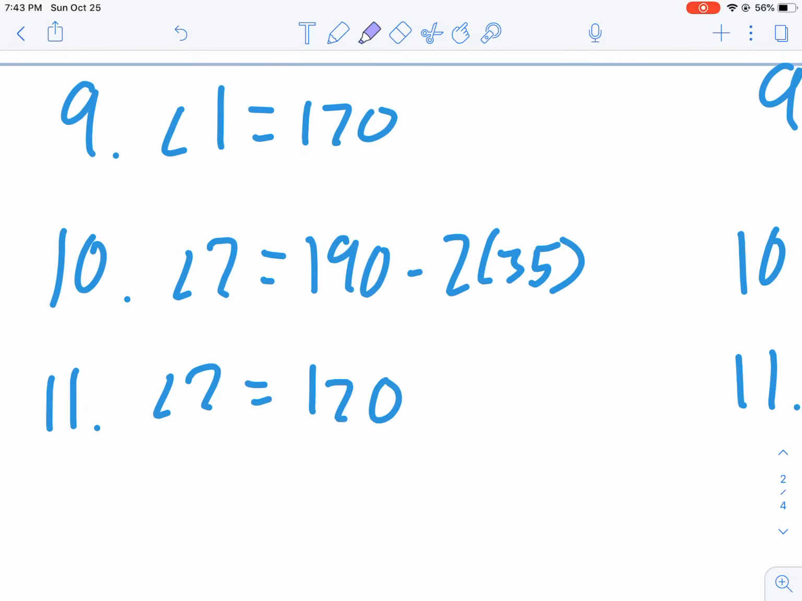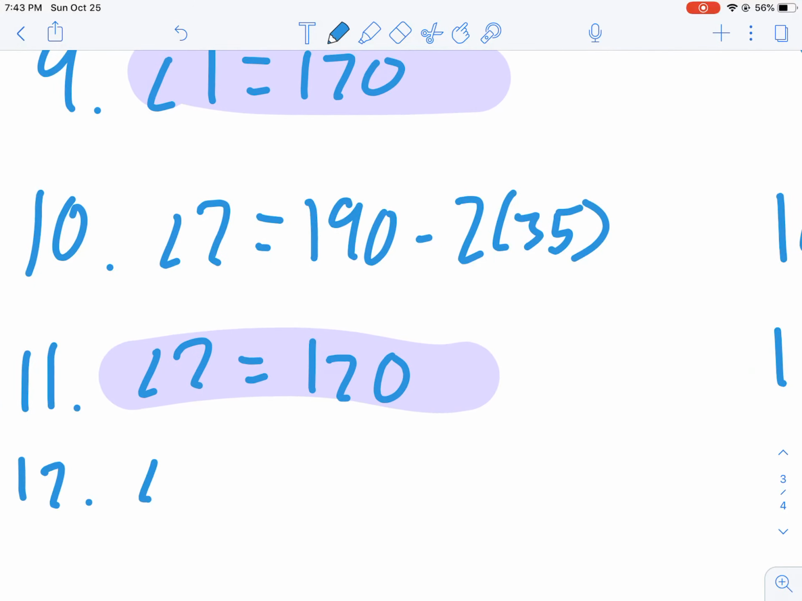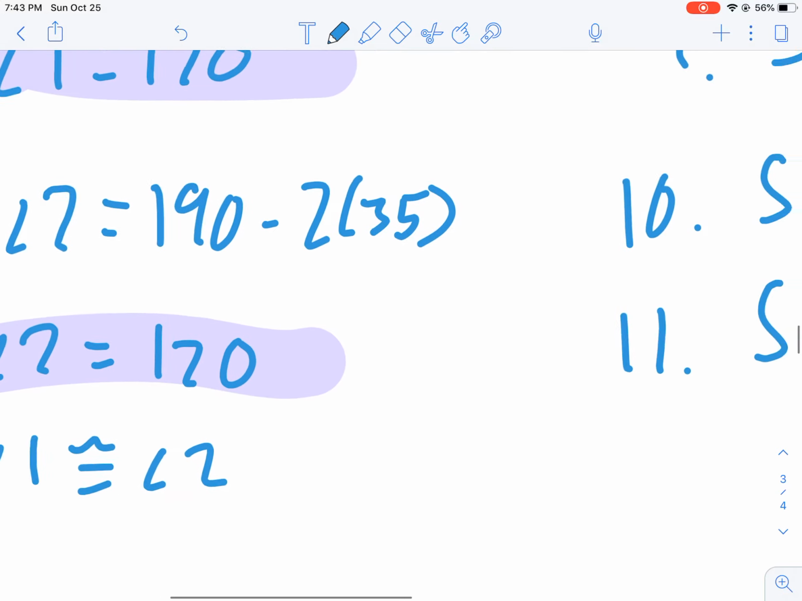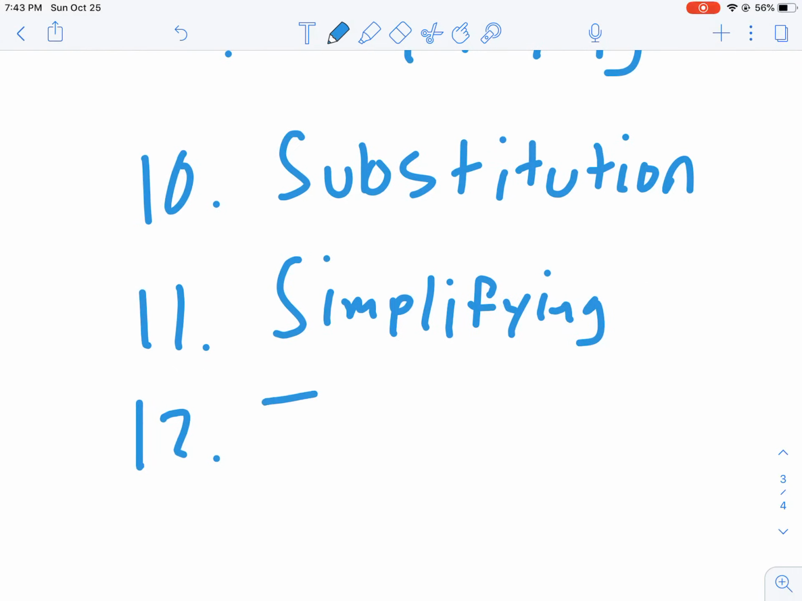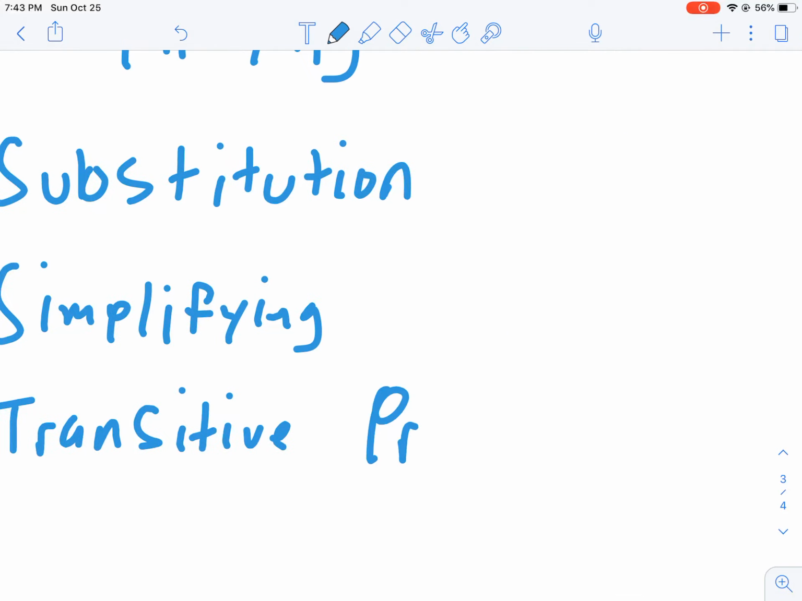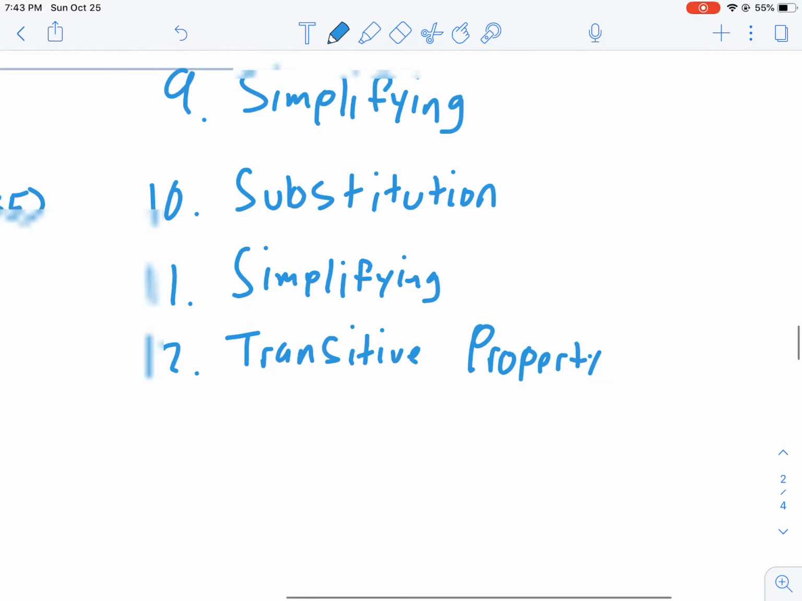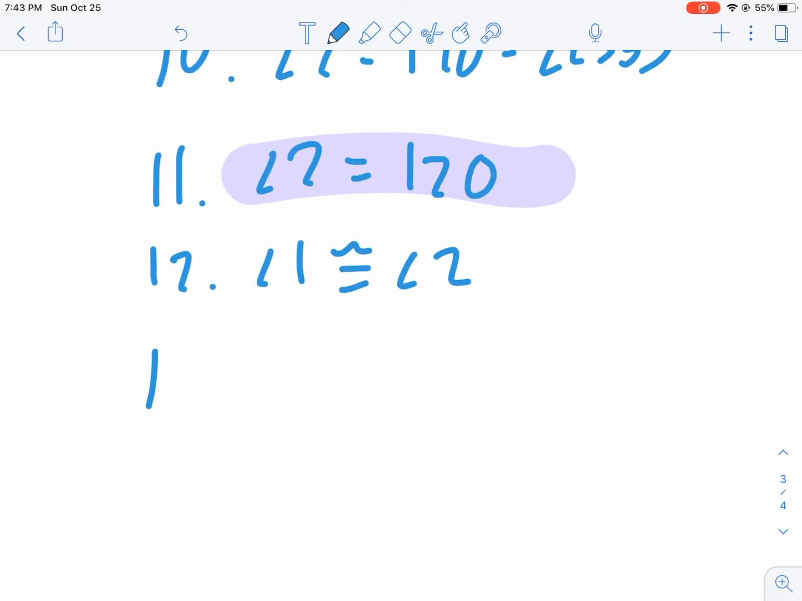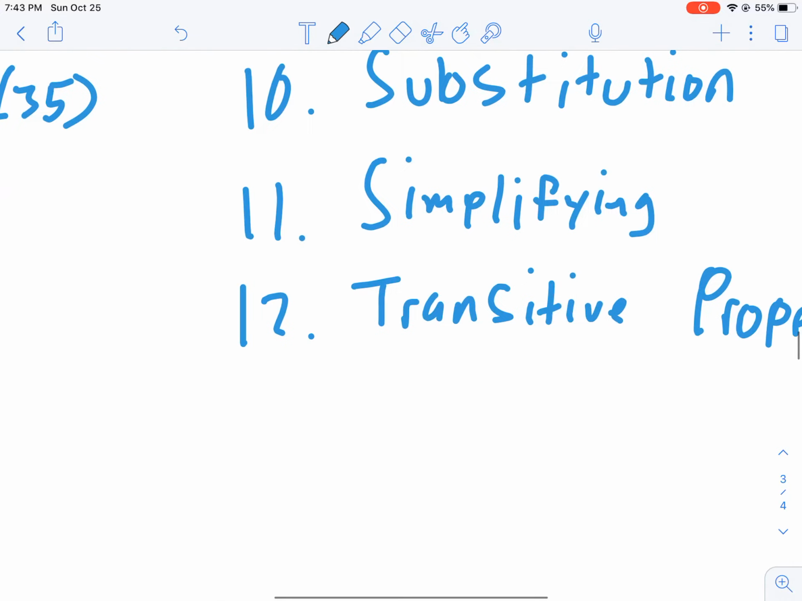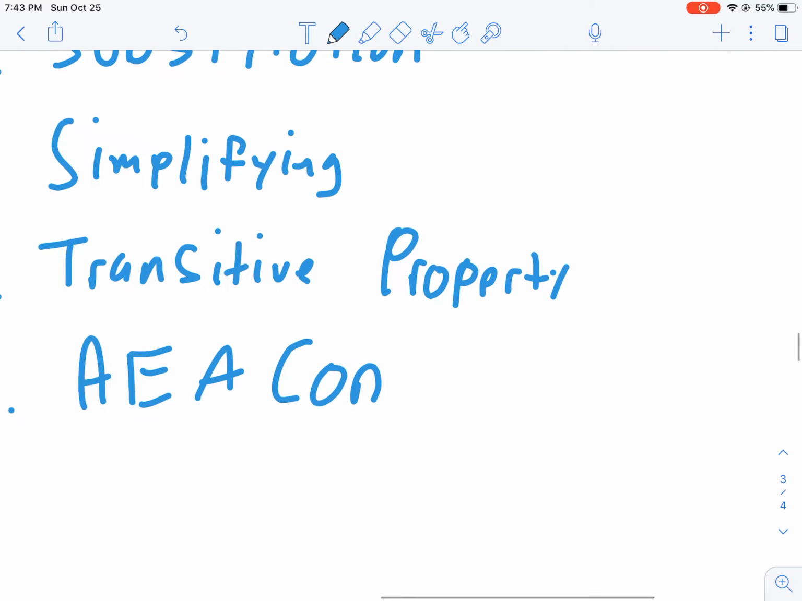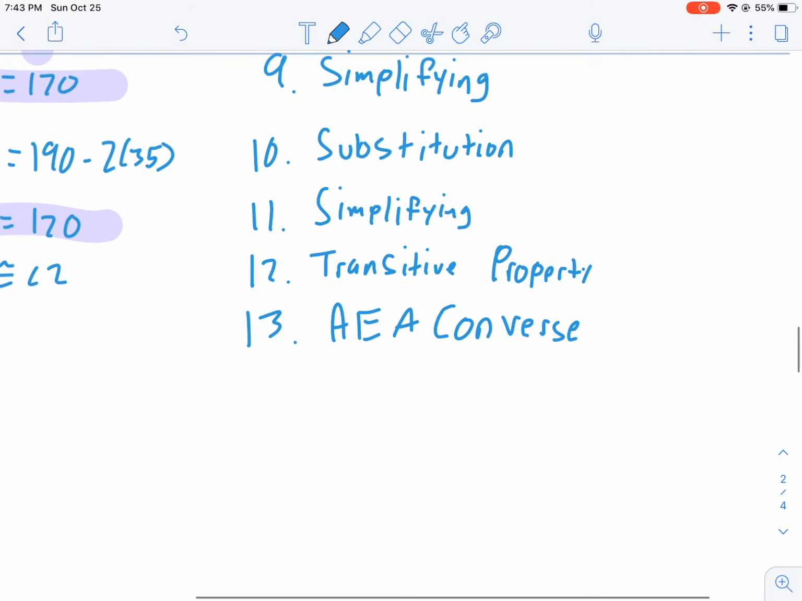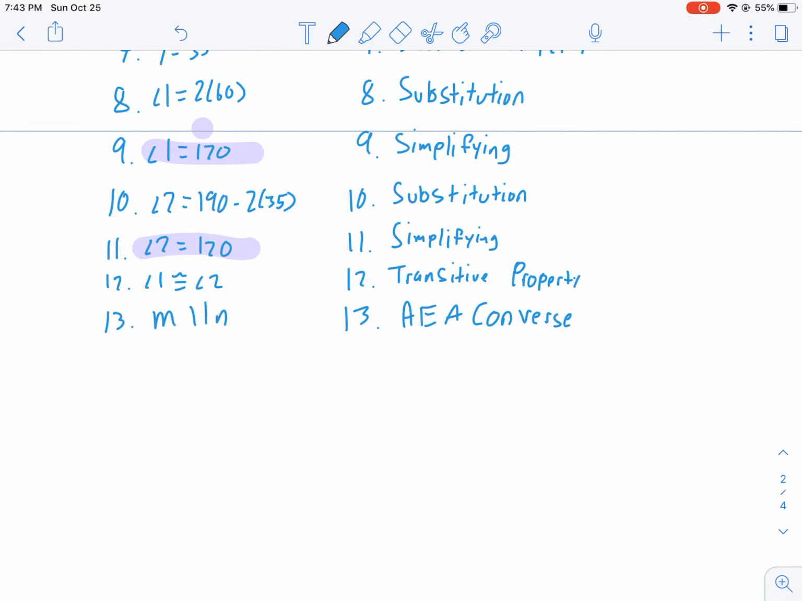And so now we did it, right? We did what we wanted to do. We showed that angle 2 is equal to angle 1. And that would be transitive property since they're both equal to 120. And then since we showed that they're congruent and they are alternate exterior angles, now we can say that M is parallel to N because of alternate exterior angles converse. So again, we had to use the converse there. Anytime you are proving that lines are parallel, you got to use the converse.